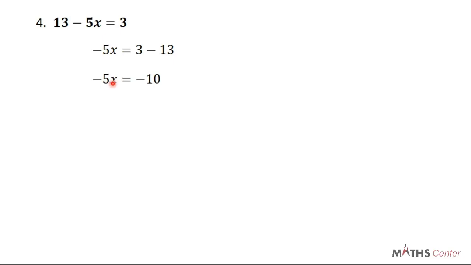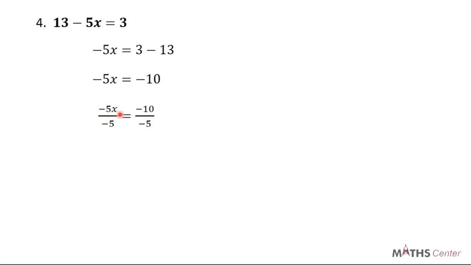So what do we do? The number attached to x is minus 5. I want x to stand alone. I want to free x. I want to make x the subject. So what do we do? I will divide x by the number attached to x. The number attached to x is minus 5. So I will divide minus 5x by minus 5, so that the minus 5 and the minus 5 will cancel for x to stand alone.